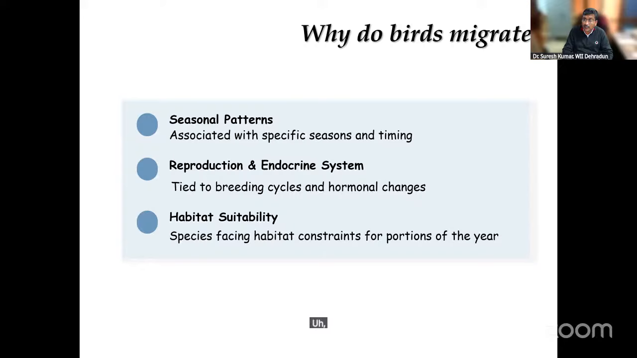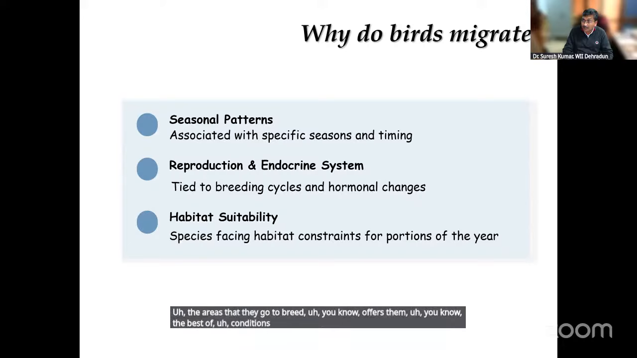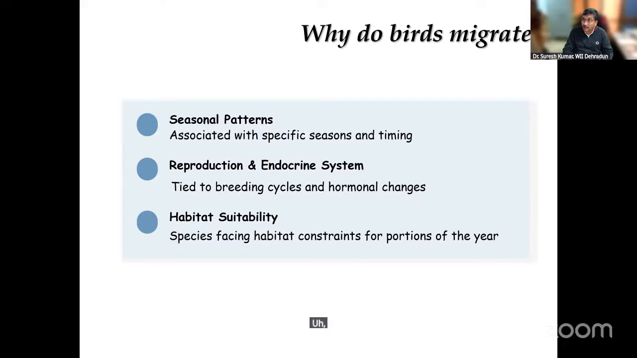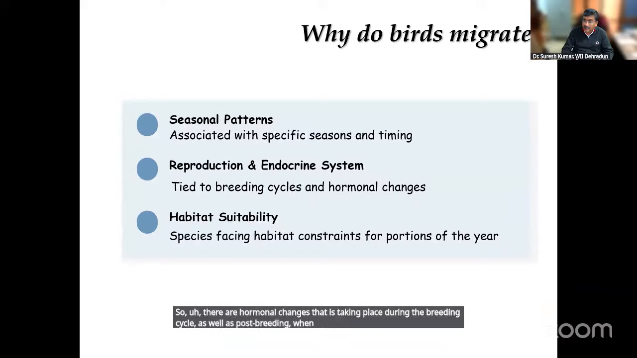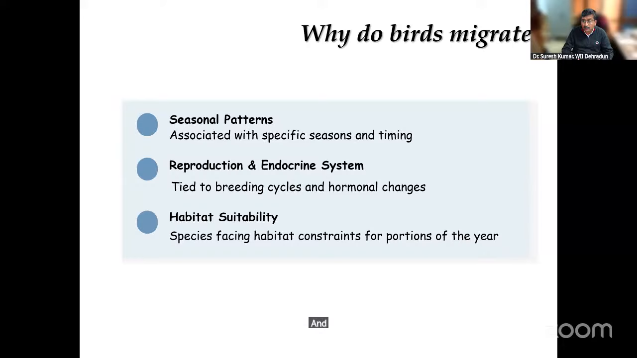The areas that they go to breed offer them the best of conditions that help them to breed better or invest in their young better. And it's also driven by the endocrine system. So there are hormonal changes taking place during the breeding cycle as well as post breeding when they need to return. And the habitat suitability, which is, species facing habitat constraints for portions of the year.